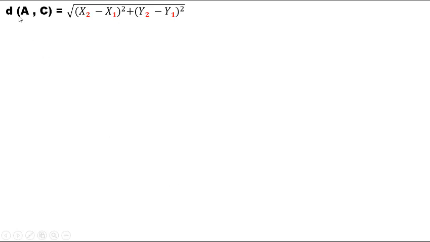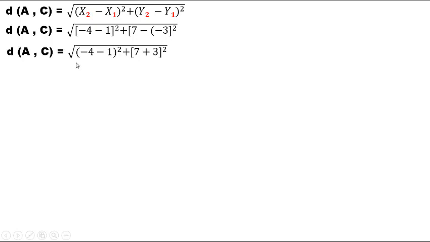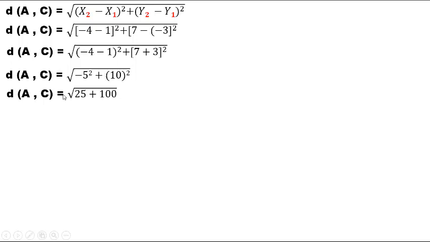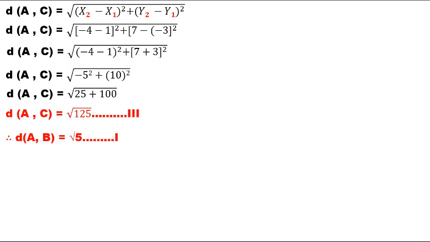Then distance between A and C, we got under root of (minus 4 minus 1) square plus (7 minus minus 3) square, which is equal to under root of (minus 5) square plus (7 plus 3) square, which is under root of (minus 5) square plus 10 square. Therefore, distance of AC is equal to under root of 25 plus 100, which is under root of 125, meaning distance of AC is 5 under root of 5.